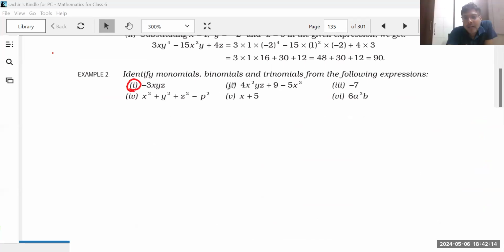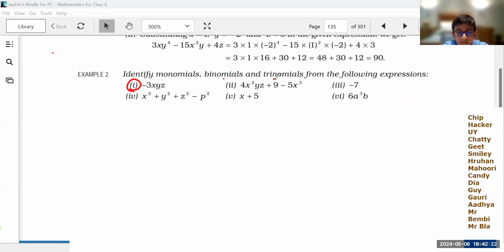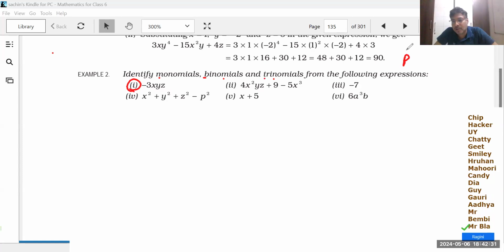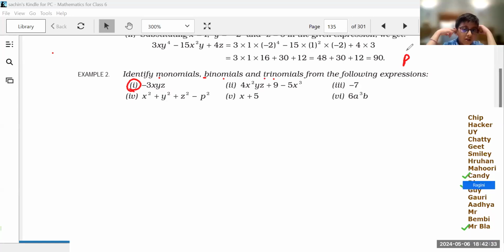Sir, can we get a break? Everyone wants to first watch the room. No, first everyone will answer in the chat, 30 seconds question, if it is a monomial, binomial, or trinomial. So can we simply write MBT? Yes, you can simply write M, B, T, or P for polynomial, which has more than 3 terms. So just the first one. 30 seconds.